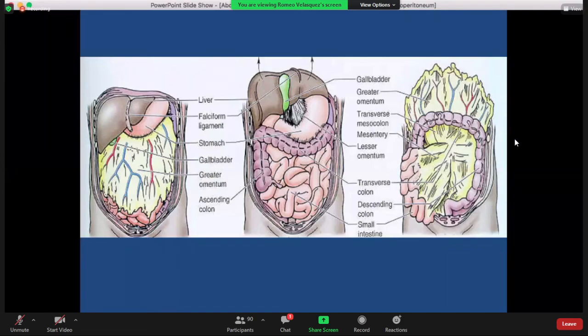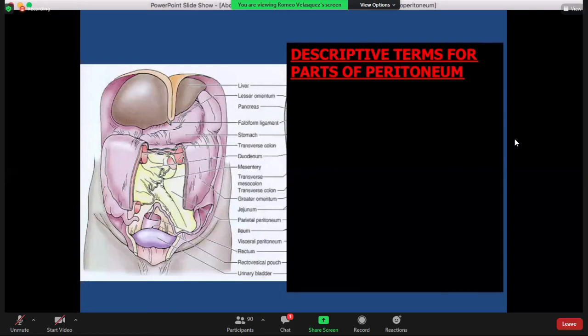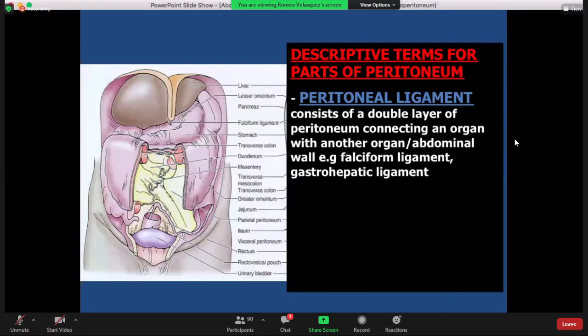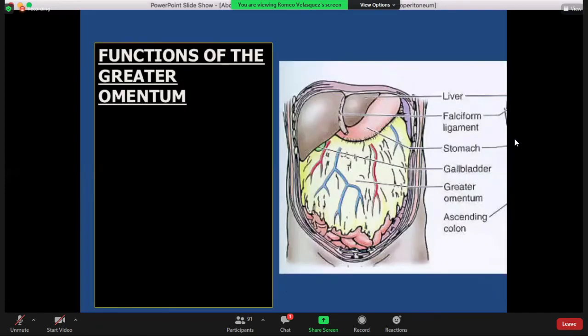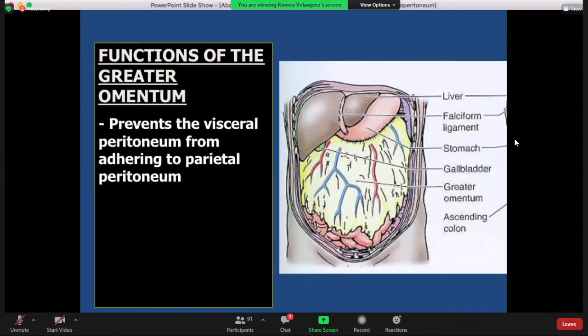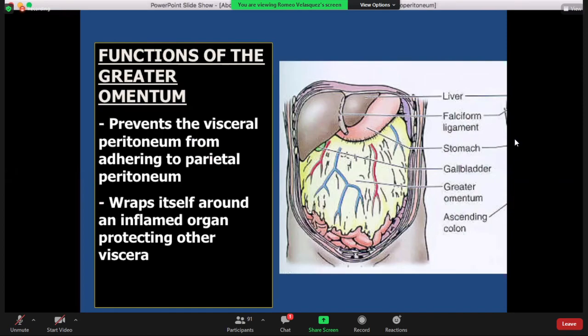More peritoneal reflections, descriptive terms: the peritoneal ligament, peritoneal folds, peritoneal recess. The function of the greater omentum, I'm sure you know that by now. It is considered the abdominal policeman, simply because for any region or area where there is infection, it will try to cover it with omentum.